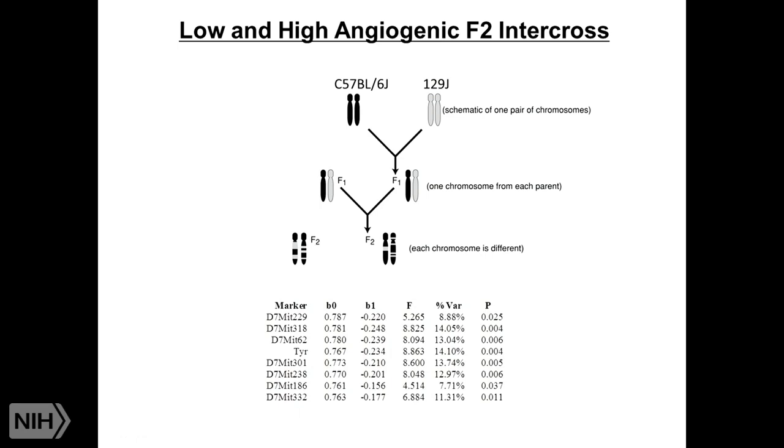I'm going to show you some data from a linkage-based study where basically we take a low angiogenic mouse, the C57, and we cross it with a high angiogenic mouse, the 129, generate F1s, take those and cross them one more time, and you end up with a scrambling of the genes between them so that you can track the genes that are inherited and which ones are associated with a high or low angiogenic response.